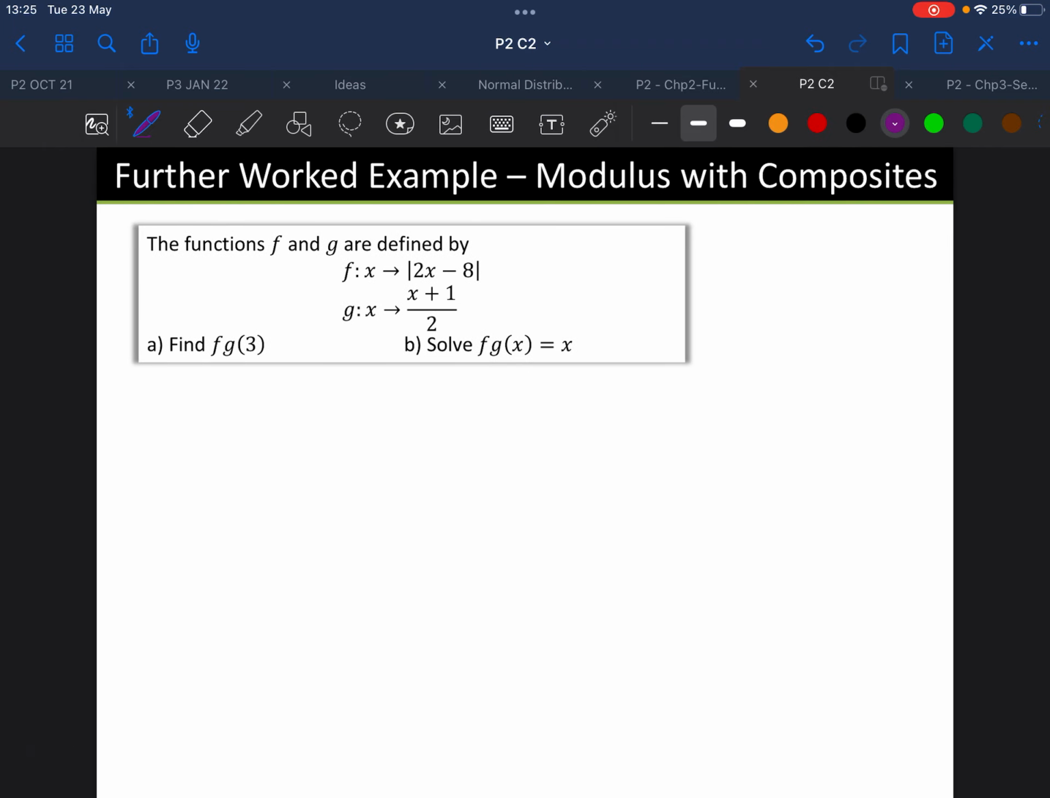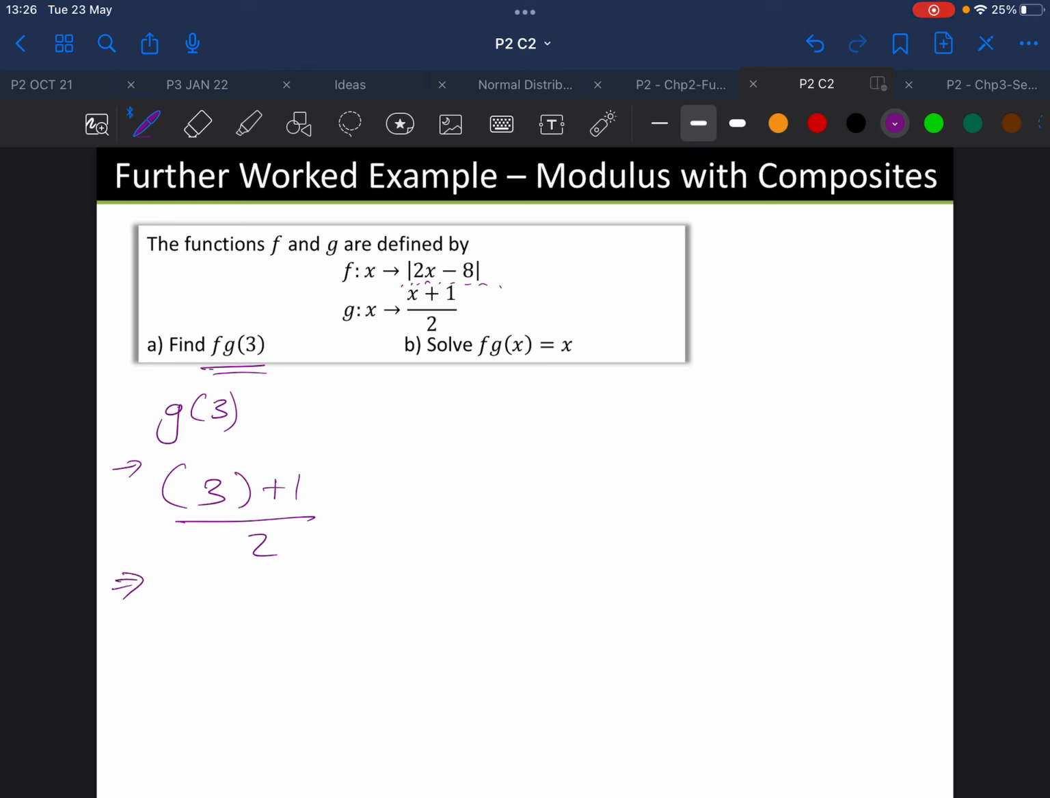A few more examples for you. Depending on whether you've seen this modulus function yet, you may need to skip ahead, but I'm going to assume that you're confident with this. So find fg of 3. Well, if they give you a number, which they have here, start by finding this one out. So you write out the g rule, but it's better if you write it out with a space instead of x: space plus 1 over 2, and then you put 3 in there.